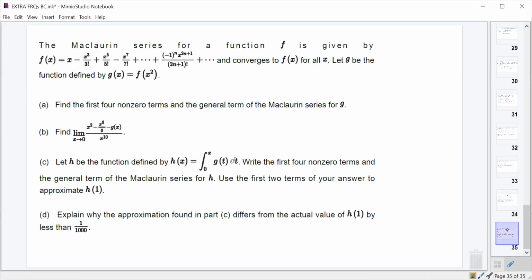Actually, I'm going to start at the very last one that we've got here. This may or may not be one that you have looked at. This is from the My AP Classroom stuff. So I'll give you guys a second to read through it, and then we'll work through it together and see how we can do. It's got 4 parts here with a Maclaurin series.